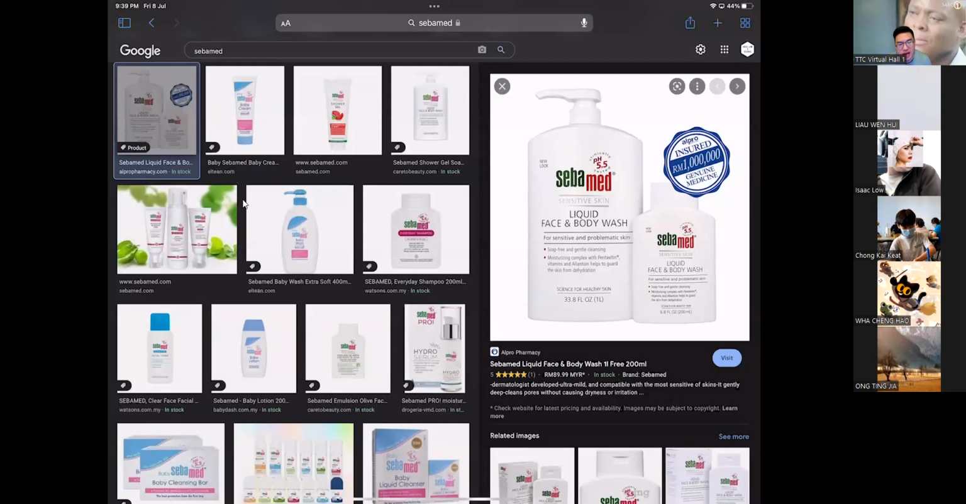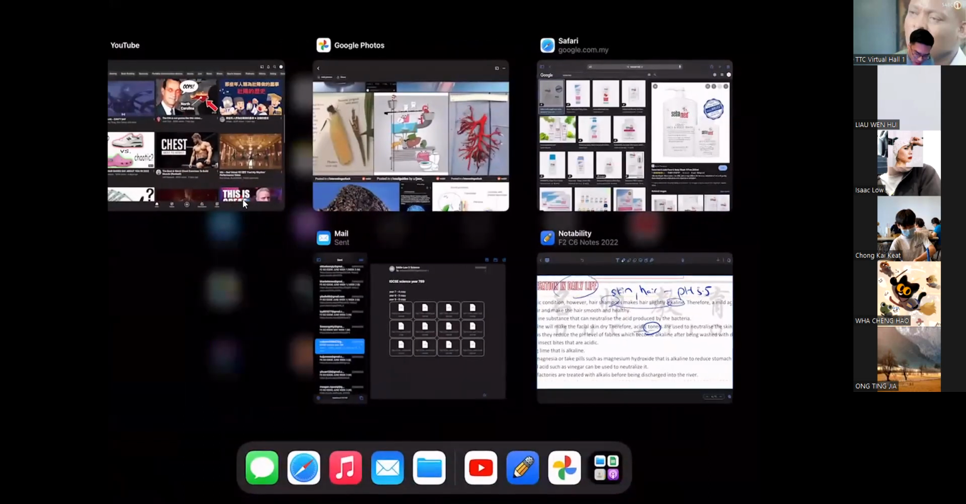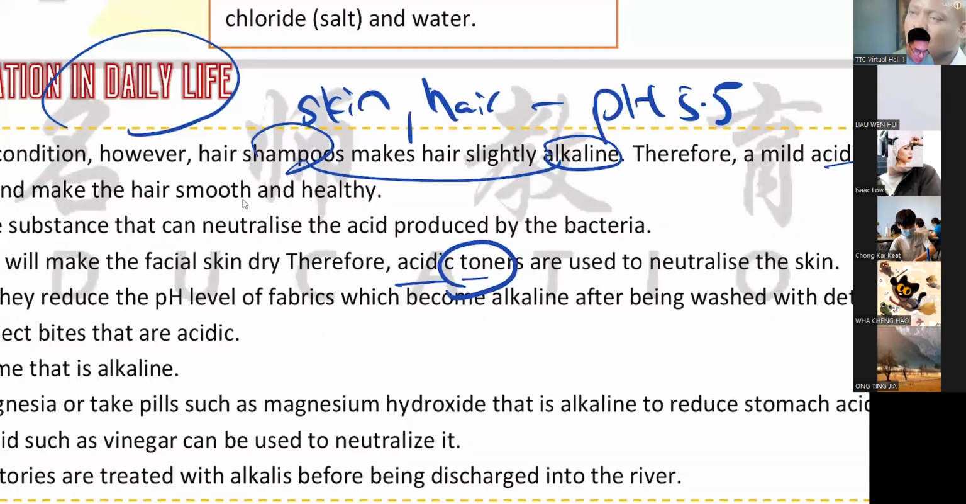Okay, some people just got scars. That's okay. Why does our skin need to be acidic? Because that's the way it is. Our skin and hair somehow need to be pH 5.5. That's the way it is, don't ask me why. Puberty sucks, but without puberty, you don't grow taller though.